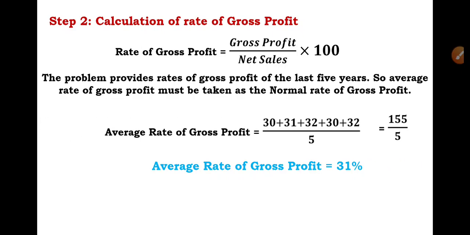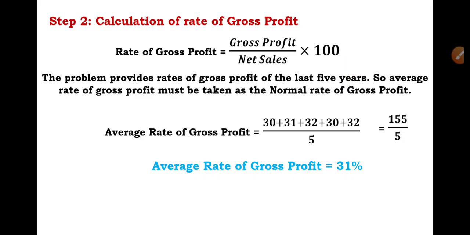Here is the next step, that is step number 2, calculation of rate of gross profit. I already told you, we already know the formula. The formula is rate of gross profit is equal to gross profit divided by net sales into 100. So this is the formula which we usually use to find out the rate of gross profit.